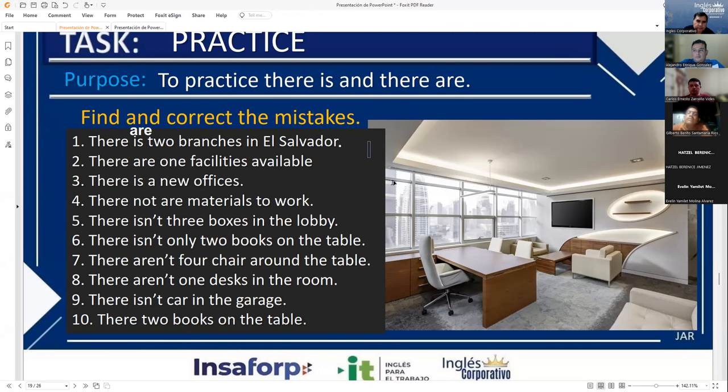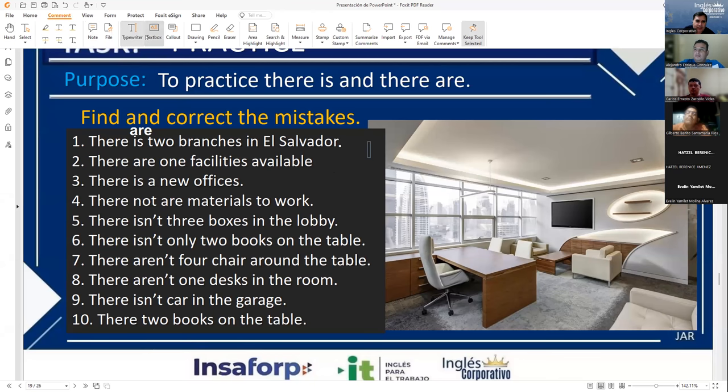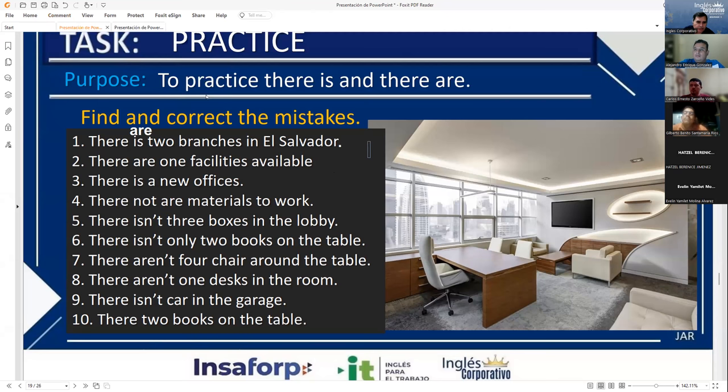There is. Let's say it's easier the other way, my dear. Don't you think? Let's see. If we cross one and we write two facilities. Why teacher? Or another number that is plural. There are two facilities available. Mm-hmm. And again, the period.